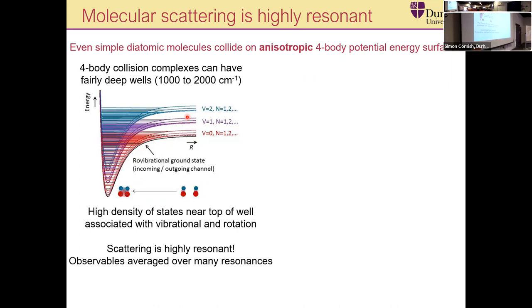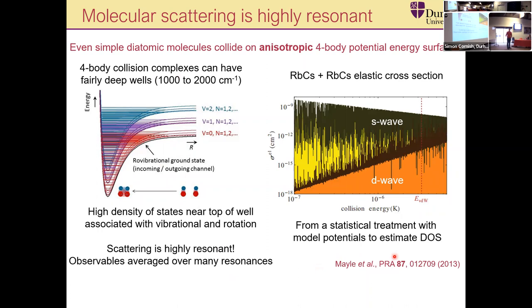So this means that the scattering is going to be highly resonant. Rather than having these sparse special resonances, we can have many resonances. This is taken from a paper from John's group. This is, I think, a calculation of the rubidium cesium elastic cross section as a function of collision energy. But the point I want to emphasize is just that these are not sparse resonances. It's highly resonant scattering.